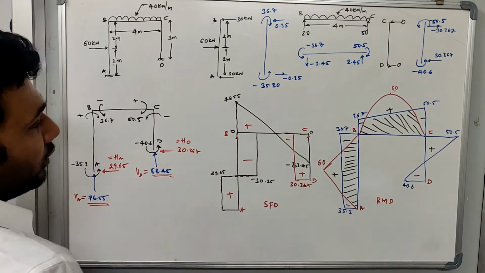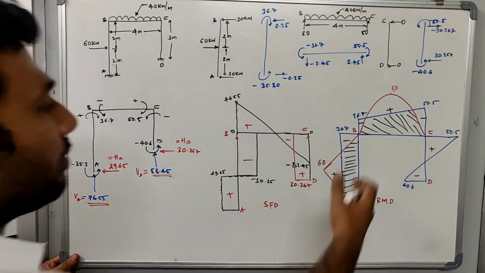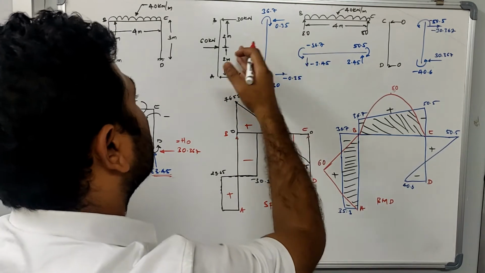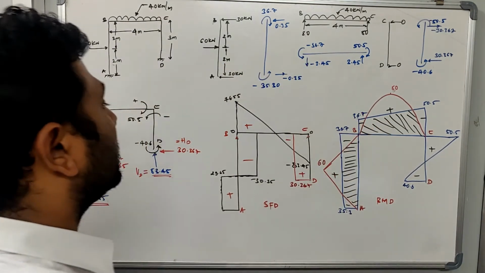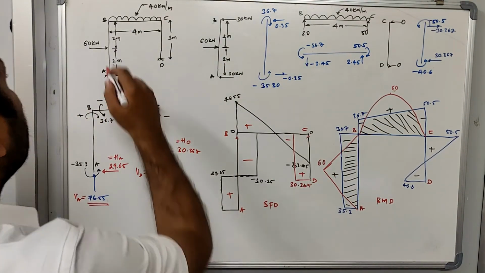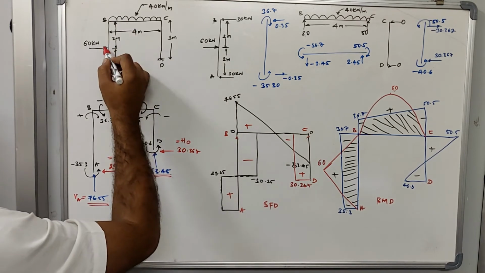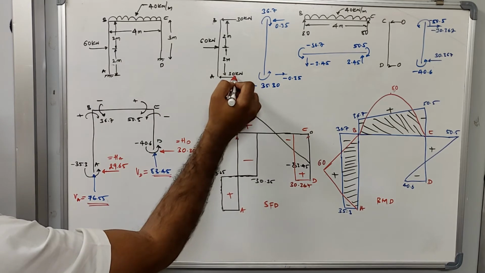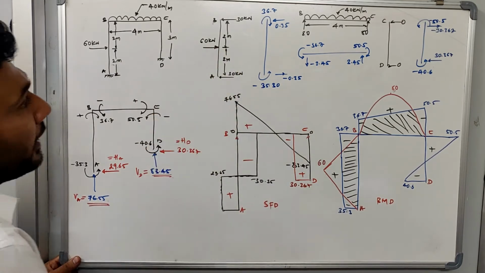So this becomes your shear force diagram. Now going with the bending moment diagram, what we do is, with respect to first your external loading, we try to draw the bending moment diagram. So the external loading that we have on AB is 60 kilonewton. As we know, the reaction here is 30 into 2, which is equal to 60.